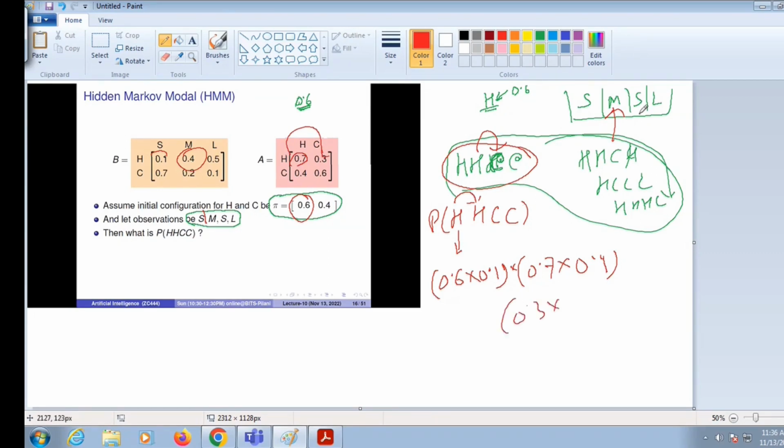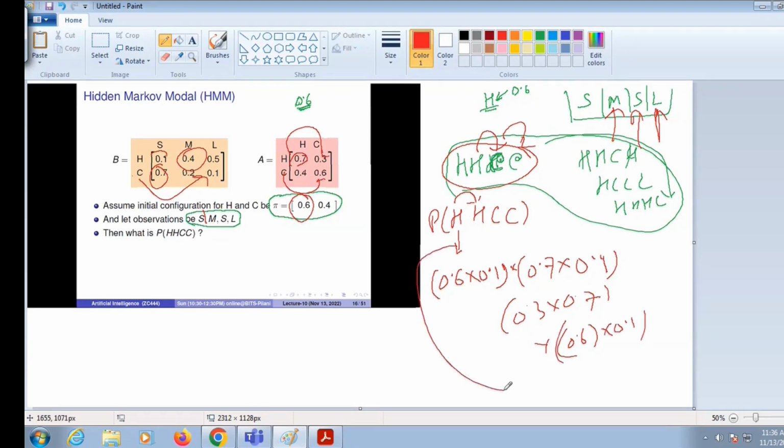On that day, the coverage is small. Cold day, small coverage, 0.7. Then cold day, next day is cold. Cold to cold is 0.6. On that day, the coverage is large. Cold day, large coverage, probability is 0.1.